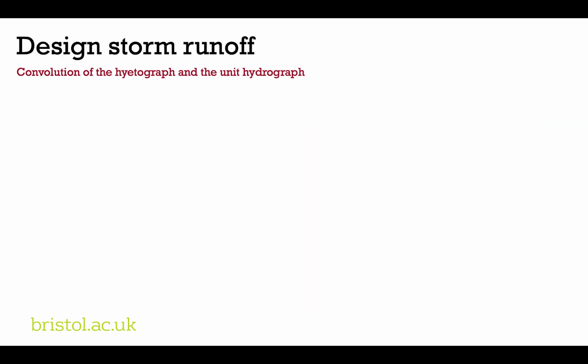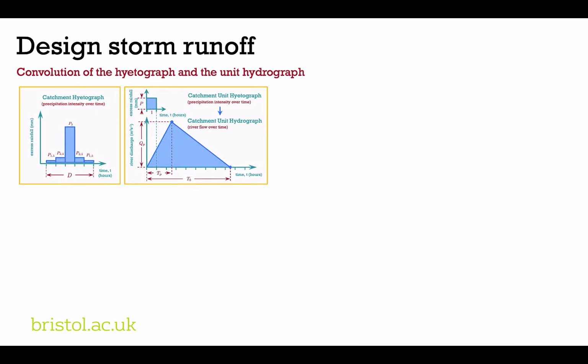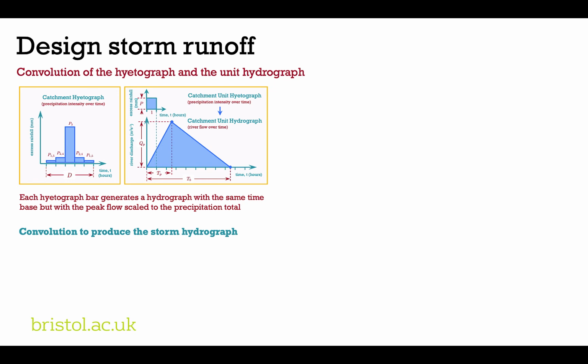So now we have our storm hyetograph and our unit hydrograph. To produce our design storm runoff, we need to combine these two, and that will tell us what our design storm runoff total will be and how it's distributed over time. So each bar of our hyetograph will generate a hydrograph with the same time base, but where the peak flow is scaled to the precipitation total represented by that bar. And this is called convolution, and this is how we produce the storm hydrograph.